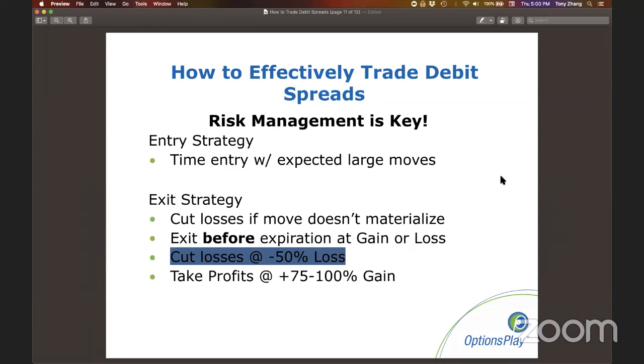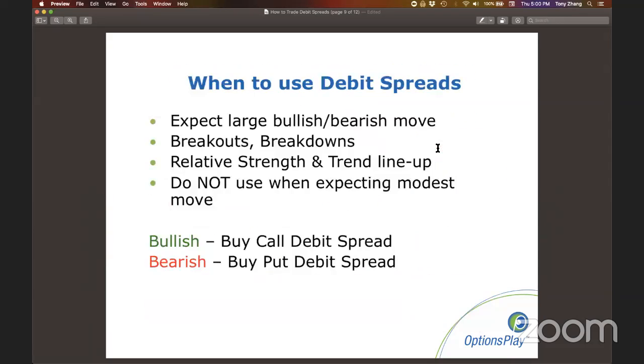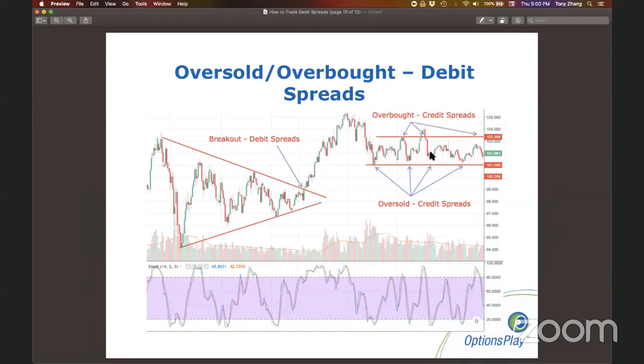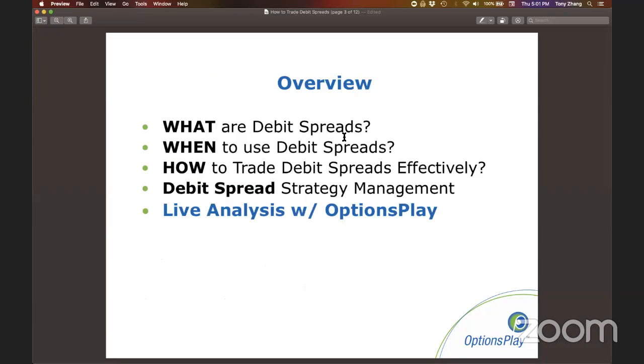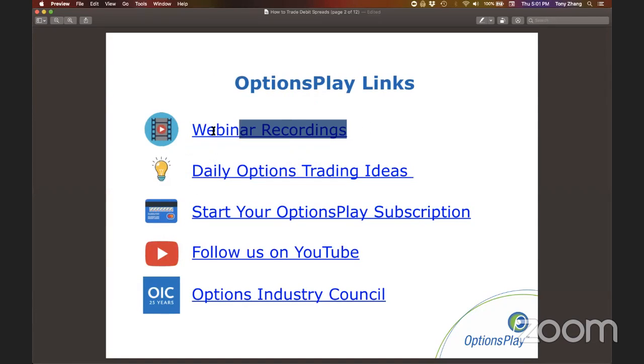If I expect a slow move in the stock, what strategy should I be using? You should be using credit spreads. We talked about if you're expecting a slow, modest move in an underlying stock, use a credit spread. If you want to learn more about that, make sure that you check out our links in our webinar recordings. We have one specifically on how to trade credit spreads.